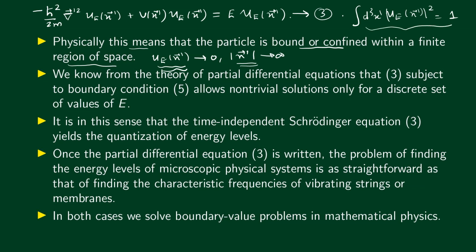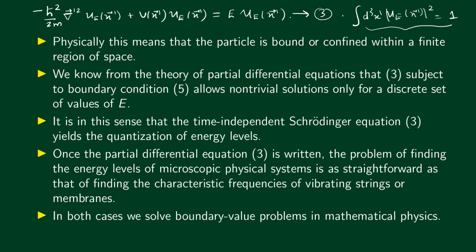Now this will converge to 1 only if this wave function goes to 0 at infinite distances. In other words, the particle is bound or confined within a finite region of space. It's not spread out over infinity. It's confined within a finite region of space.